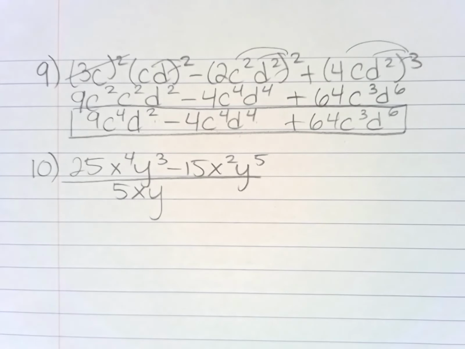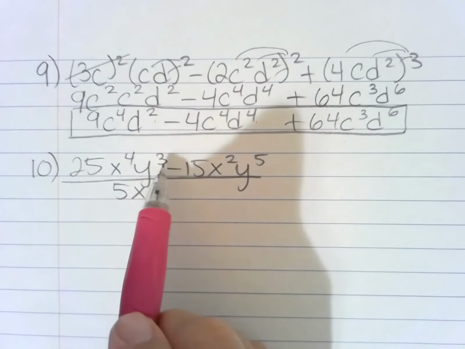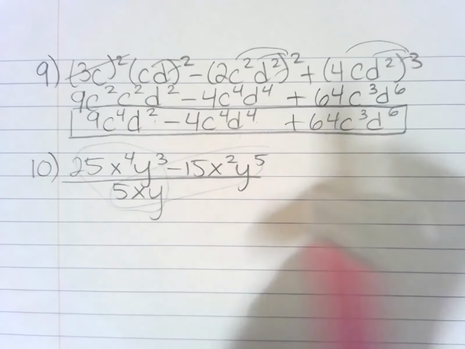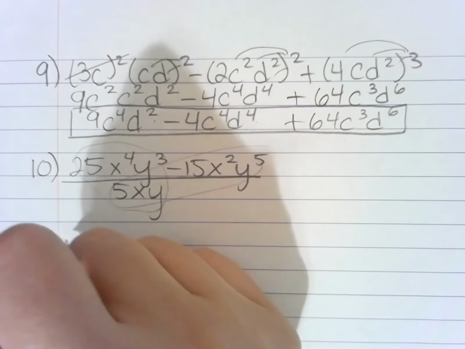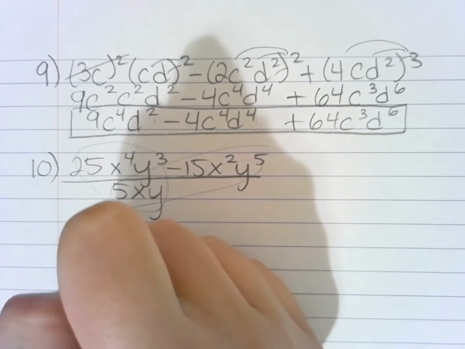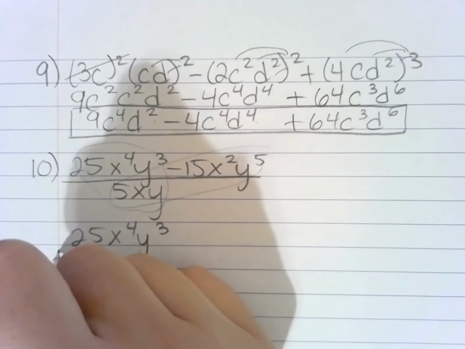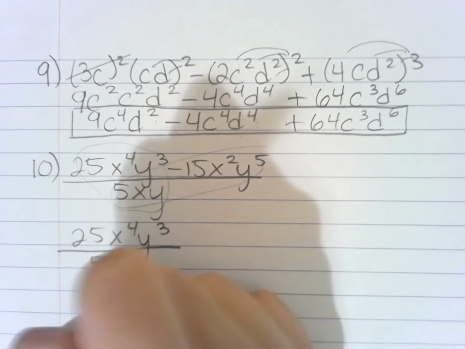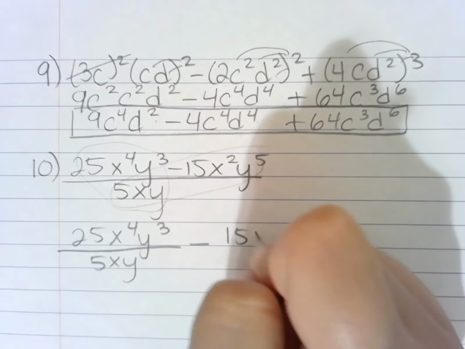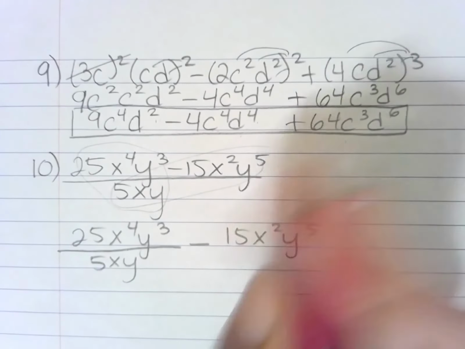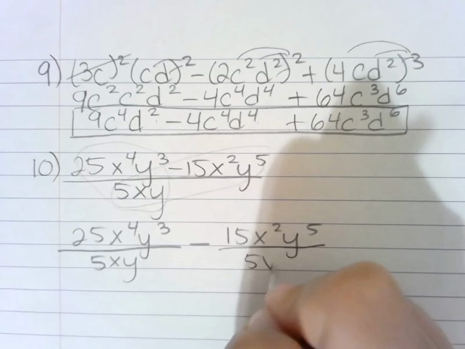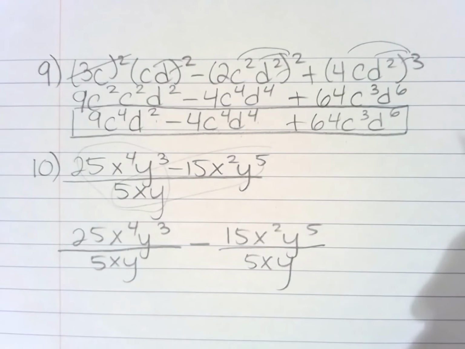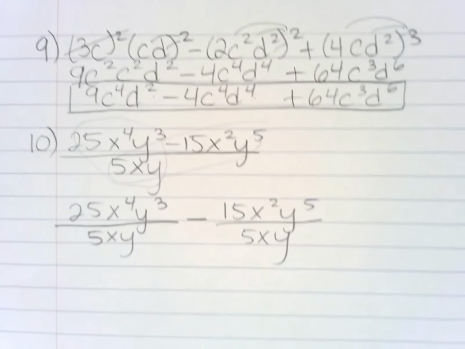Okay, number 10, the first thing we want to do is we want to separate it, okay? So we actually have 2 separate things going on here, okay? So we have 25x to the 4th y cubed over 5xy, minus 15x squared y to the fifth over 5xy. And I'm doing this so that it's easier for you to see how it's simplified, okay?